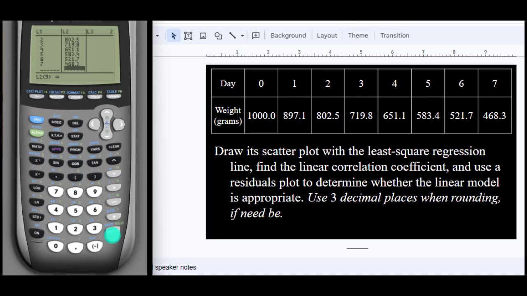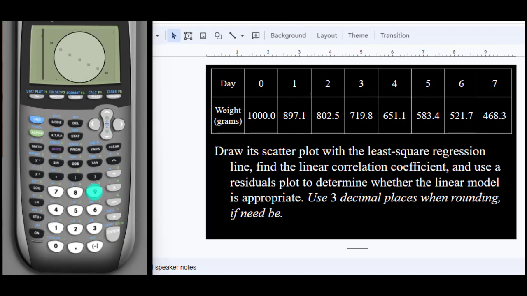We're going to draw the scatter plot here. So remember, we're going to go second, y equals. Number one, I'm going to turn that plot on. And then I want this option highlighted, which it is. That is our scatter plot. And initially here, I'm just going to leave the X list as L1 and the Y list as L2 because we're going to look at the scatter plot to begin with. So we're going to go zoom and then 9.